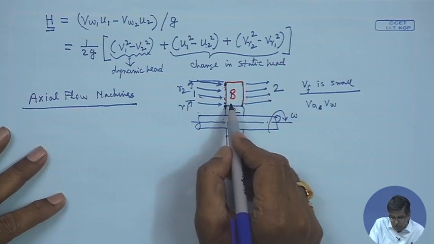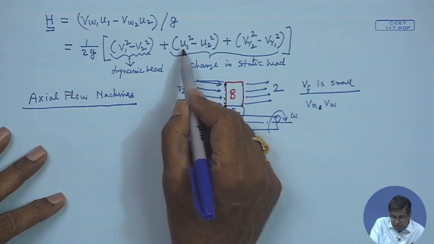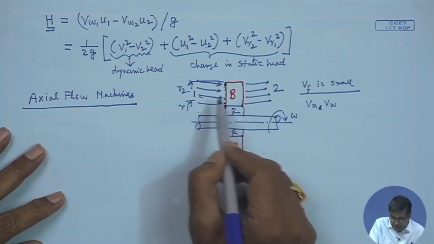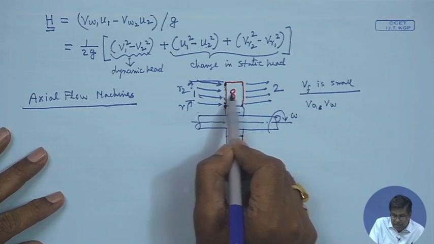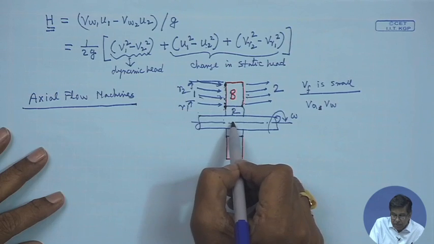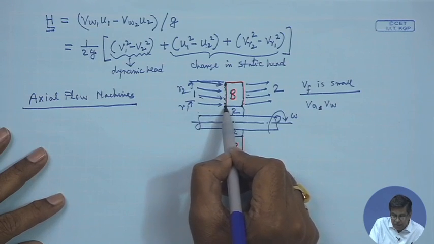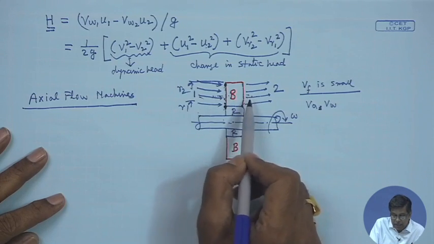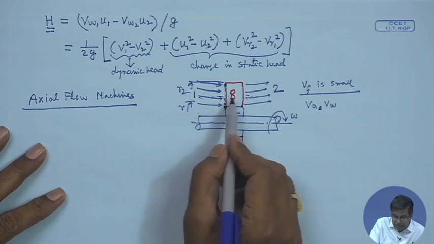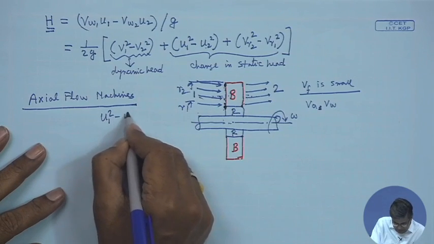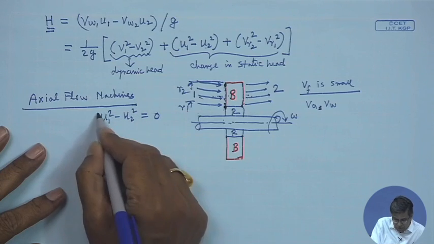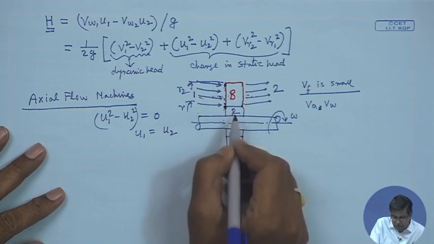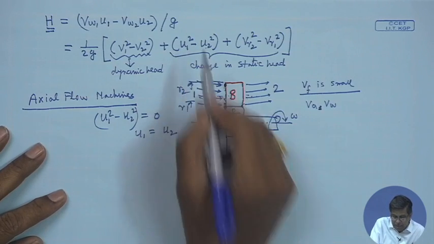Therefore, we can conclude that in such cases the effect of the change in the rotor velocity is not there. Usually in these cases, the rotor velocity is defined at some mean height of the blade from the central axis, since the rotor velocity varies from root to tip. So for both inlet and outlet, rotor velocity is specified at a mean height. My intention in telling this is that in this case the term u1 square minus u2 square becomes 0. That means u1 is equal to u2, if you define u1 at a mean velocity and u2 at a mean velocity. Therefore, this term is 0 in this case.